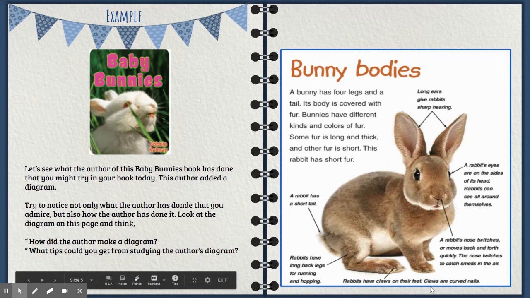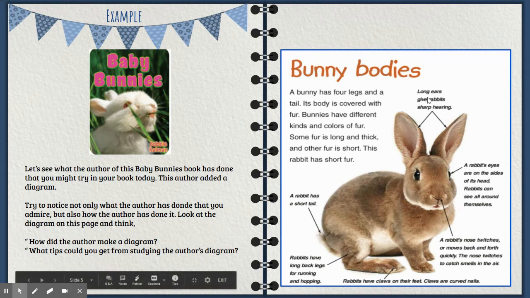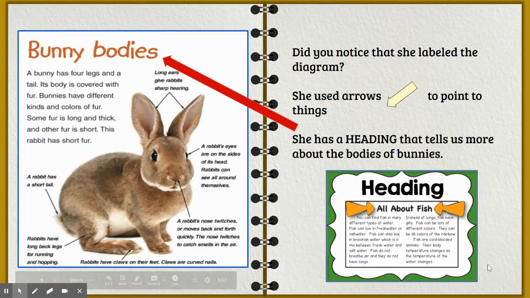Rabbits have claws on their feet. Claws are curved nails. Rabbits have long back legs for running and hopping. And a rabbit has a short tail. We did learn a lot just by looking at the explanation on this diagram, right? So, did you notice that she labeled the diagram? She used arrows to point to things right here. And she has a heading, Bunny Buddies, that tells us more about the bodies of bunnies.